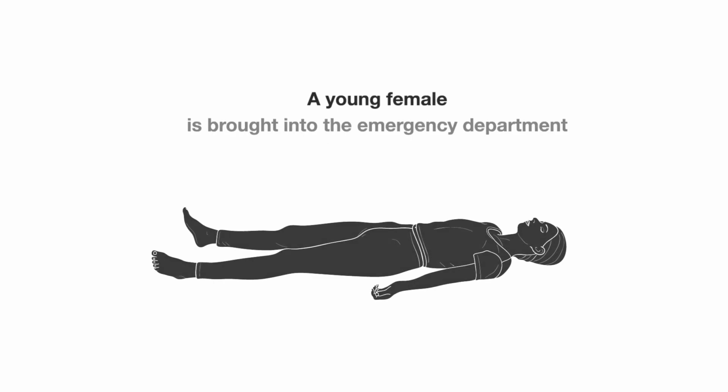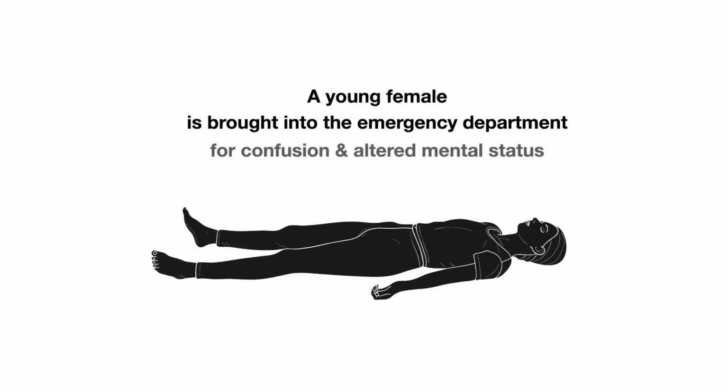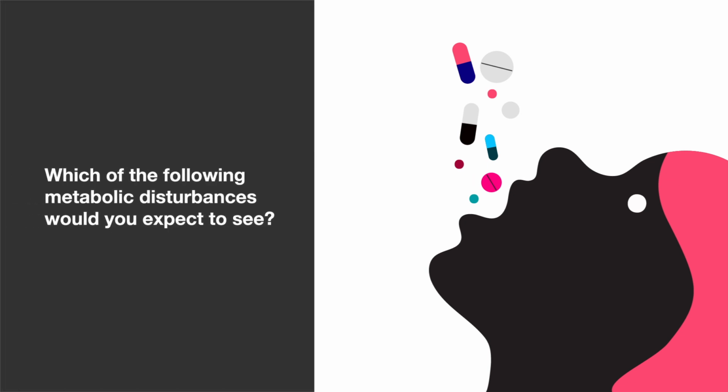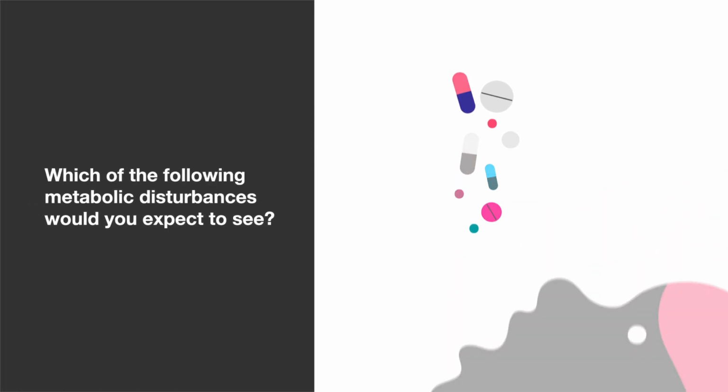A young female is brought to the emergency department for confusion and altered mental status. According to a family member, she was found in her apartment after an intentional overdose by swallowing an entire bottle of aspirin. Which of the following metabolic disturbances would you expect to see?